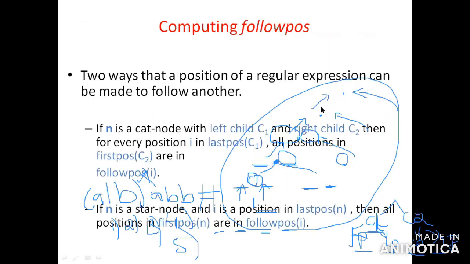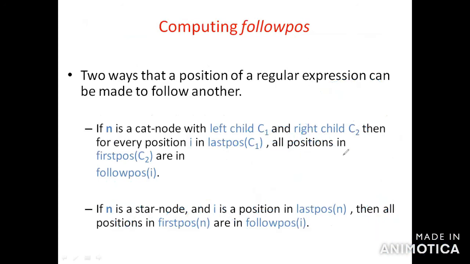Okay. This is the follow position formula. If n is a cat node with left child C1 and right child C2, then for every position i in last position of C1, all positions in first position of C2 are in follow position of i. So last position of C1, first position of C2. If n is a star node and i is a position, this is the second formula.